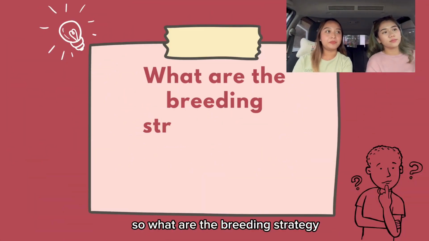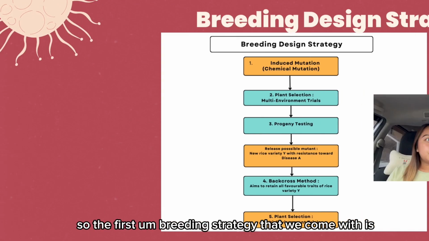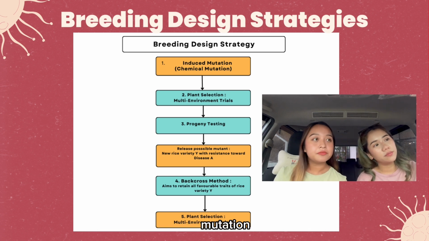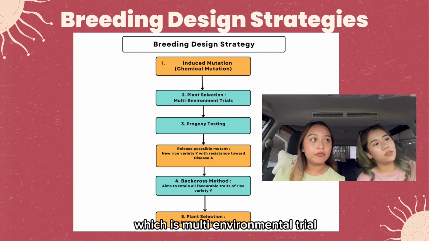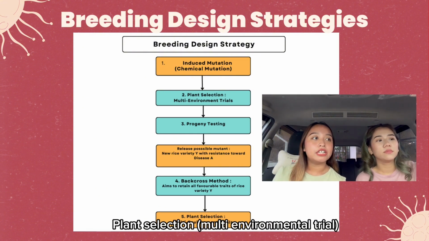So what are the breeding strategy ideas that we come up with? The first breeding strategy that we come up with is mutation. Second is to do MET, which is multi-environmental trial, and then progeny testing, backcross, and also plant selection and multi-environmental trial.